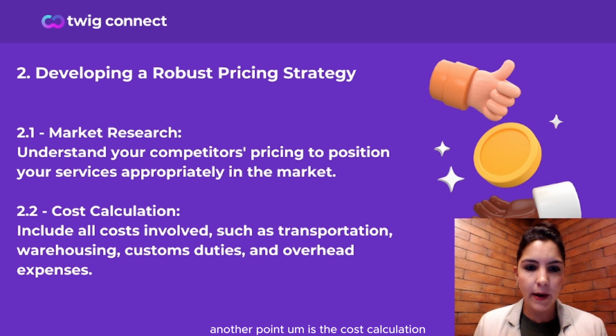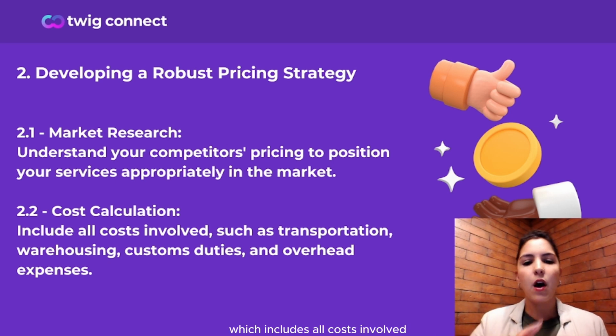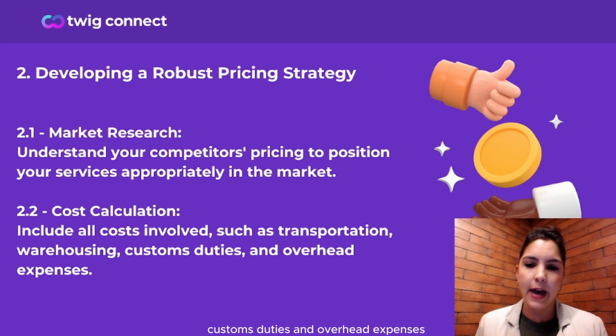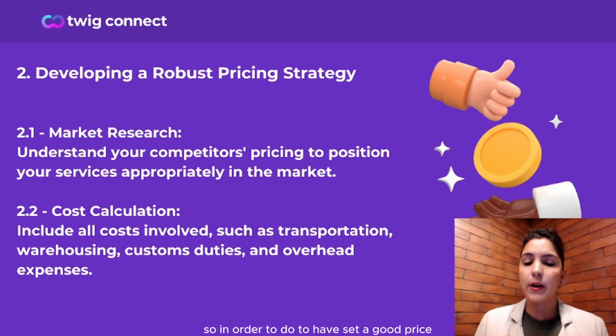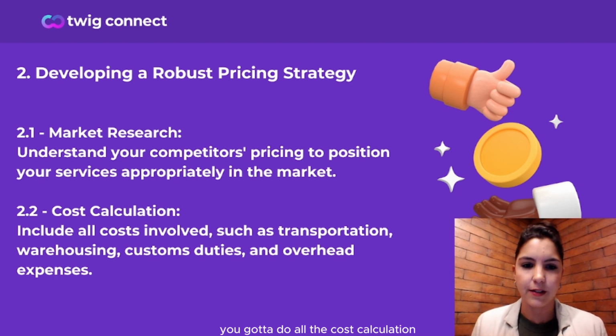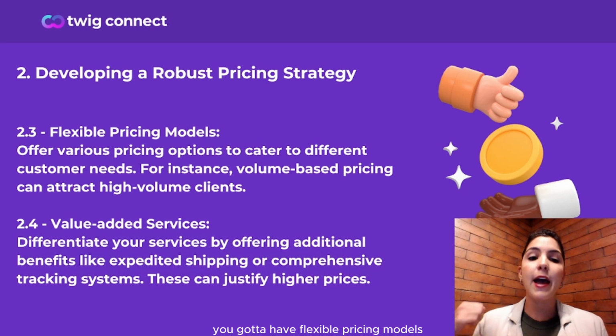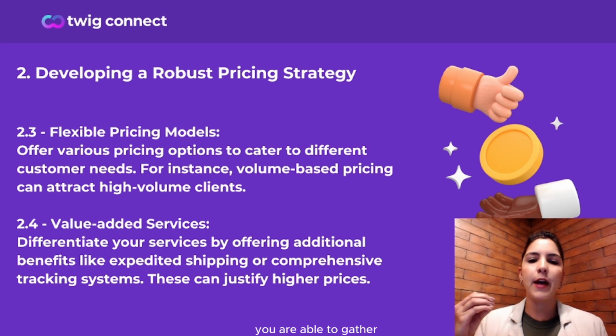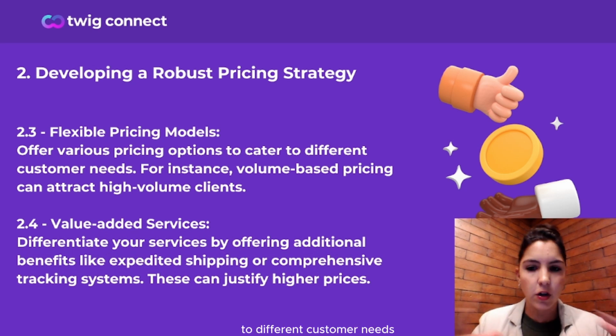Okay. Another point is the cost calculation, which includes all costs involved, such as transportation, warehousing, customs duties, and overhead expenses. Okay, so in order to have a good price, you gotta do all the cost calculation. You gotta have flexible pricing models. So by offering some flexibility in your pricing, you are able to cater to different customer needs.